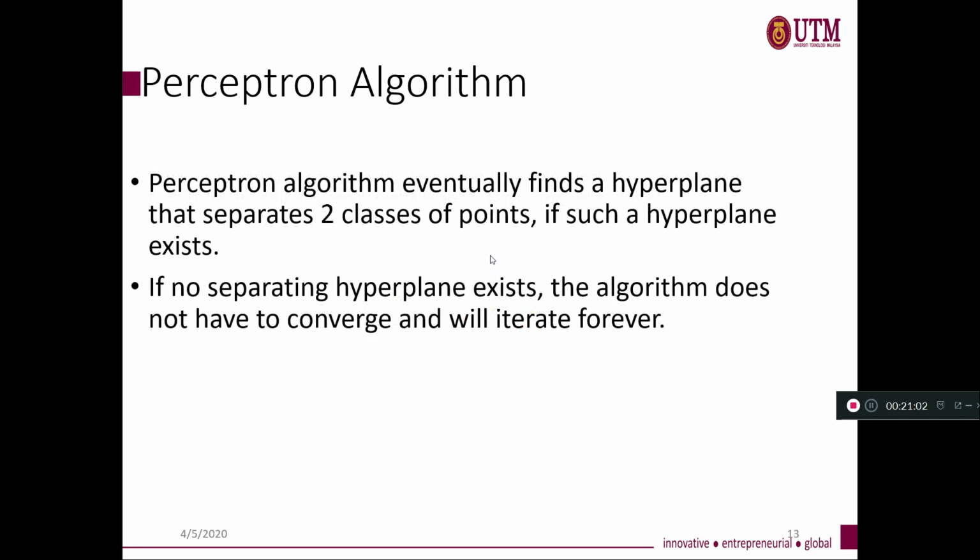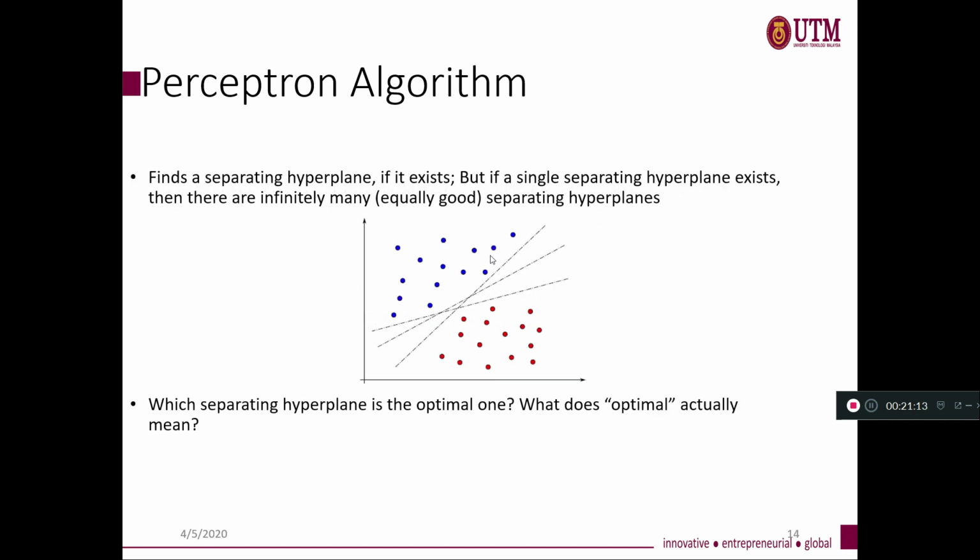It will iterate forever. And of course, if you implement the same algorithm on your computer, it will hang because the for loop does not stop. So what are the examples of non-linearly separable data?